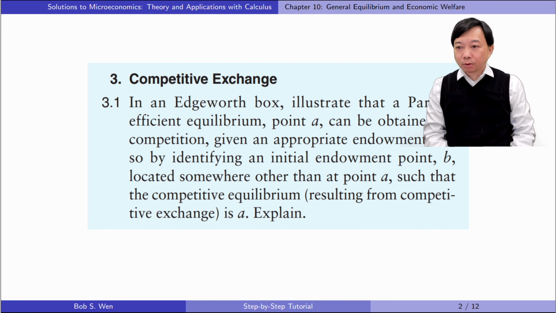Let's solve exercise 3.1. In an Edgeworth box, illustrate that a Pareto efficient equilibrium, point A, can be obtained by competition given an appropriate endowment. Do so by identifying an initial endowment point B, located somewhere other than at point A, such that the competitive equilibrium is A. Explain.